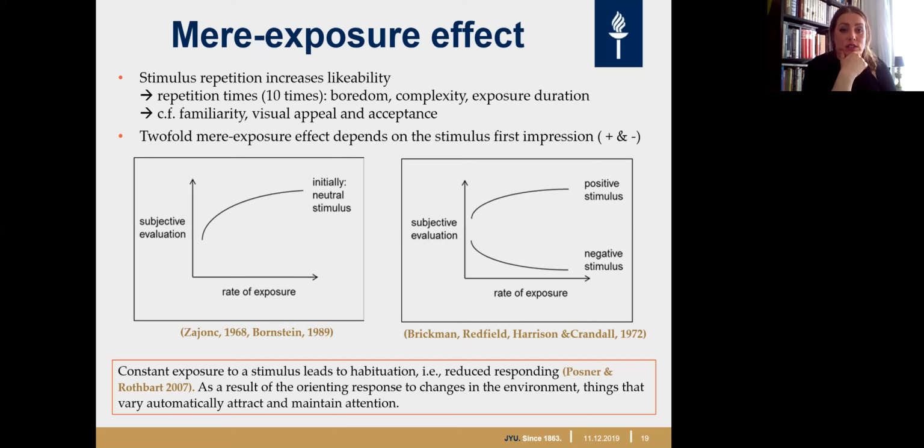And of course, this happens through familiarization, and then it has effects about how the visual appeal is adjusted and how it's accepted. And there's also this twofold exposure effect, and it depends on the stimulus first impression. So this is the basic one. But then the twofold is that it depends whether the first impression is positive or negative, then the rate of exposure follows the same trend.